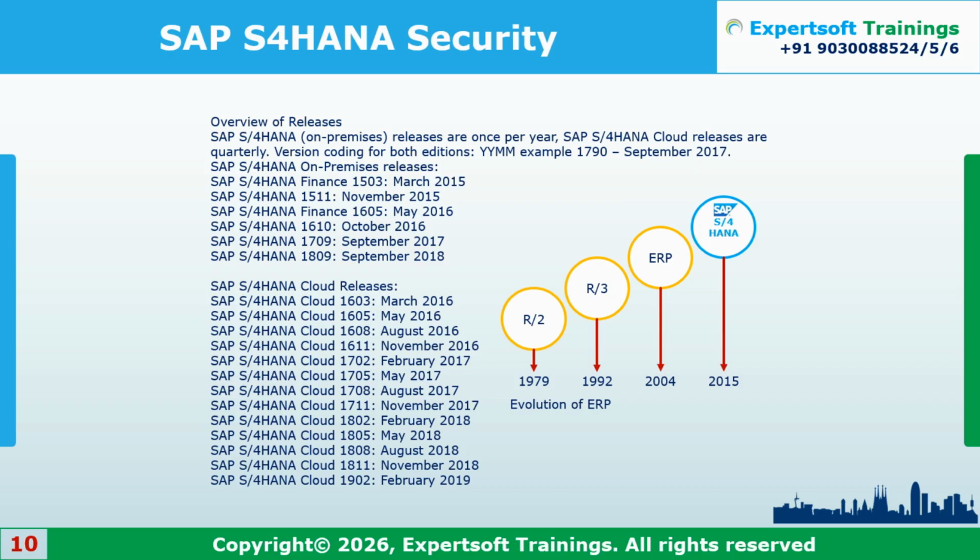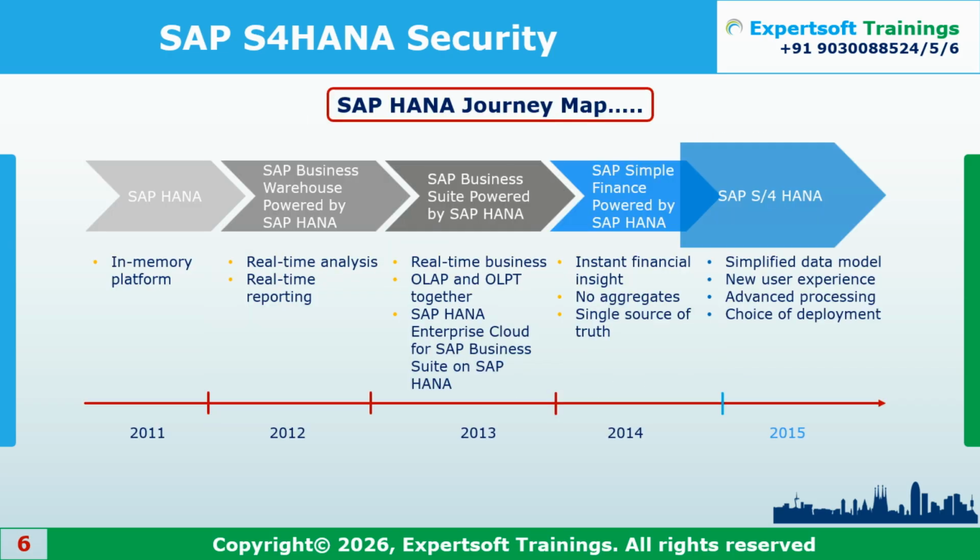This is already explained. And this is a journey map actually. First, we have only an in-memory platform. We don't have finance, BW, OLAP, or OLTP activities; we are not performing them in SAP HANA. It's just an in-memory database. Then the next one, SAP Business Warehouse powered by SAP HANA, BW with HANA. Next, OLAP and OLTP relevant activities we perform through HANA. And simple finance, which is finance relevant with HANA. And then finally, S/4HANA.